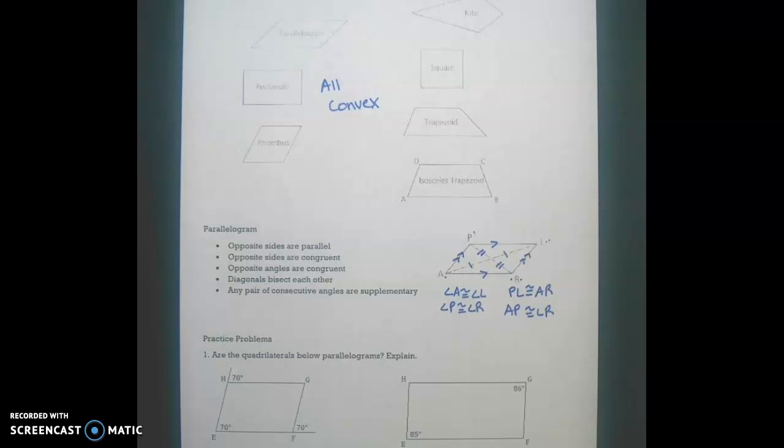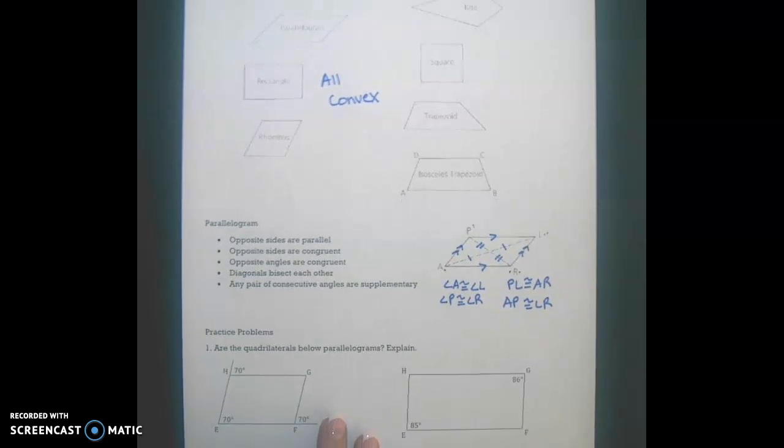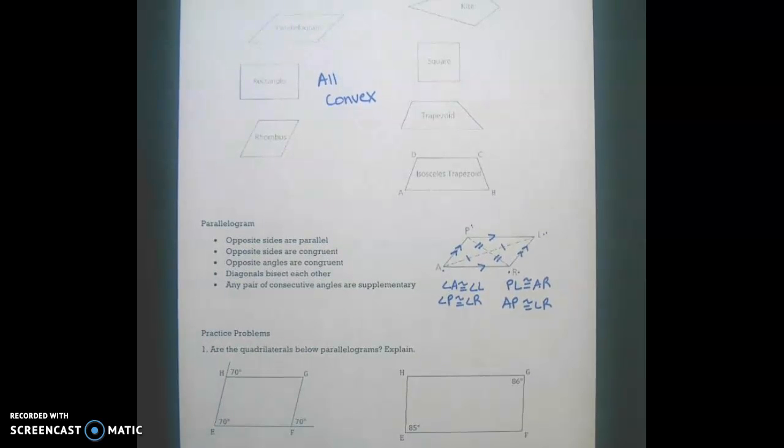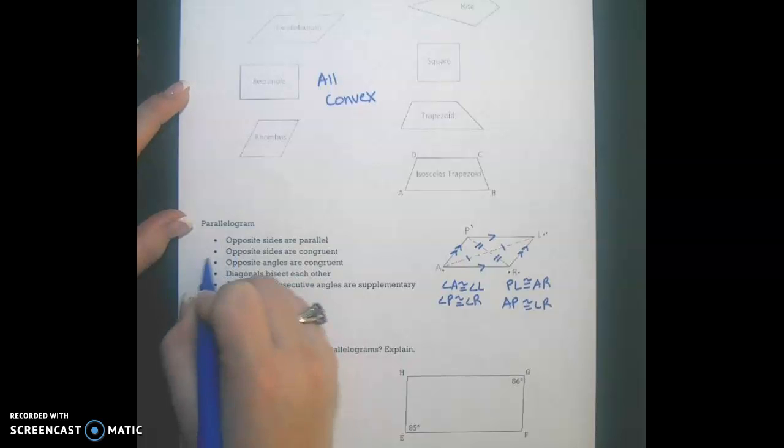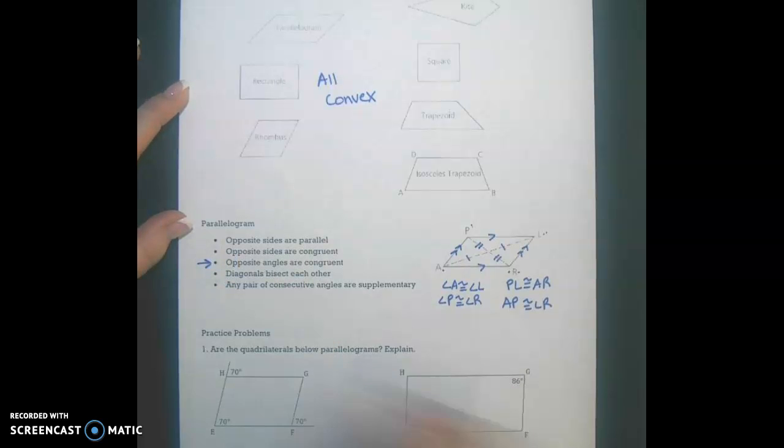So let's look at a couple practice problems here now, starting with number 1. Are the quadrilaterals below parallelograms? On this first one, I'm given some information, and in order to make this determination, it's going to come down to angles. I have two properties that have to do with angles. The first one being that opposite angles are congruent, and any pair of consecutive angles are supplementary.